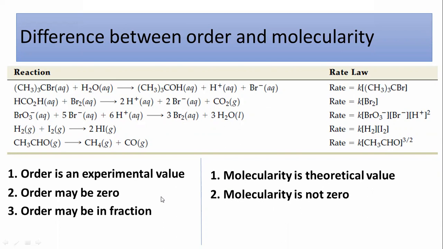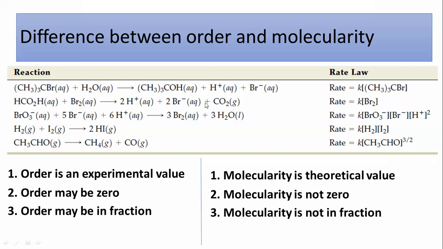The third point is order may be a fraction, and you can look at this rate law. We are not going to go into detail on how it is written over here because you can study that in the higher classes. But the only point to understand here is, if this is the rate law, then the order is 3 by 2, as we have discussed before. So order may be a fraction. So this is the value in fraction. However, molecularity is not a fraction.